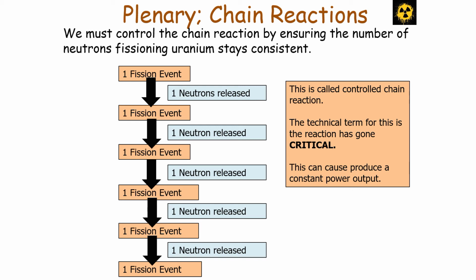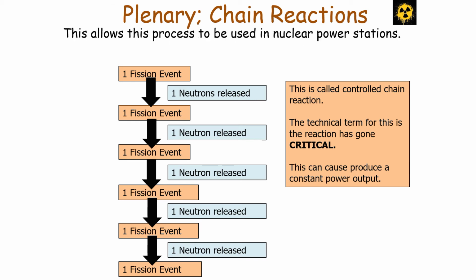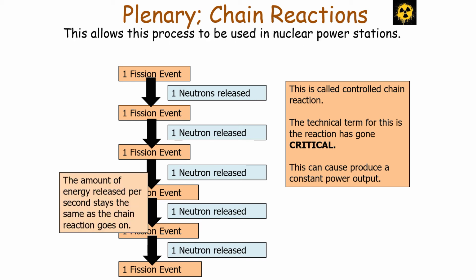Now we call this a controlled chain reaction. The technical term for this reaction is that it has gone critical. Now this can produce a constant power output. So what happens is the amount of energy released per second stays the same as the chain reaction goes on. The chain reaction is controlled.